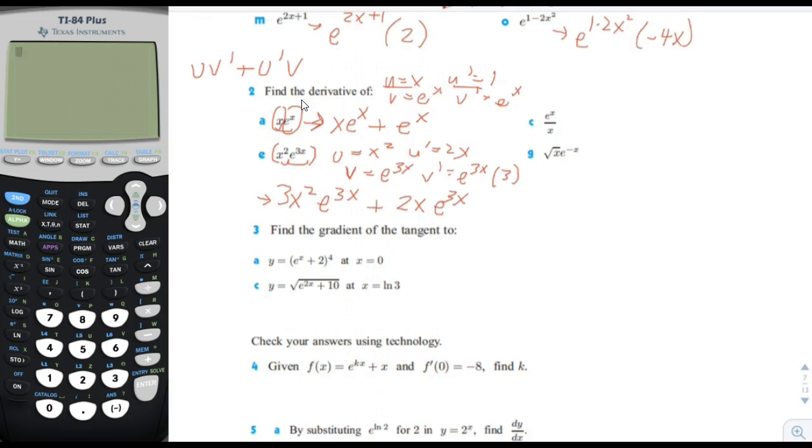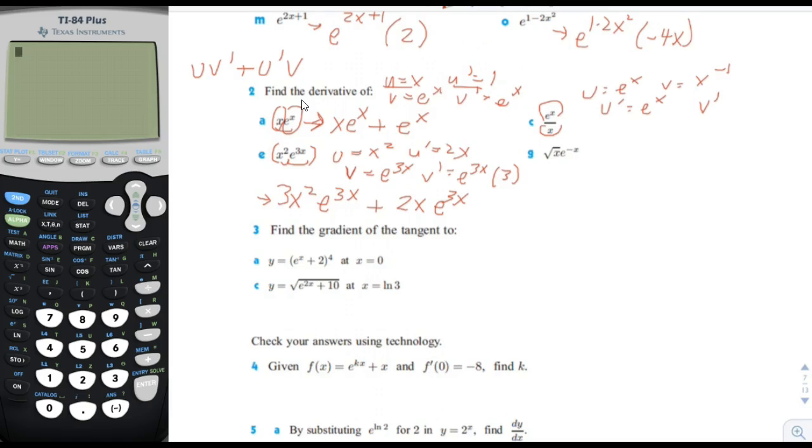Okay. What about c? For c, we have one thing divided by another thing, but so far we only know the product rule. So let's treat this as u would be e to the x, and v would be 1 over x, or another way to write that, it's easier to see the power rule if we write x to the negative 1. So in this case, u dashed is equal to e to the x, and we don't need to take the chain rule because it's just x.